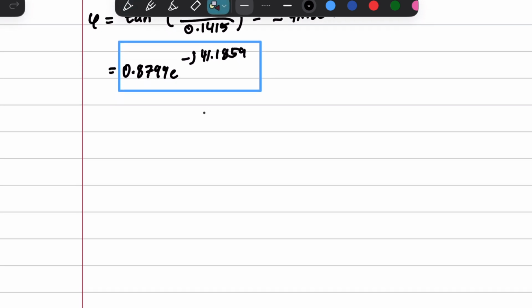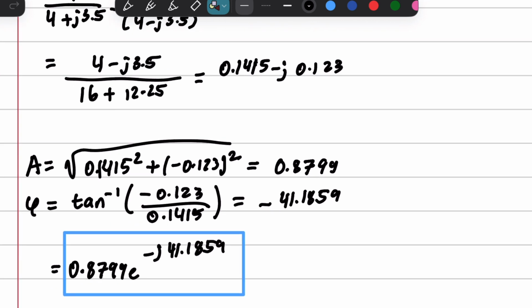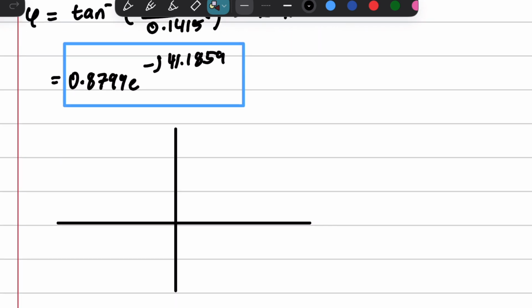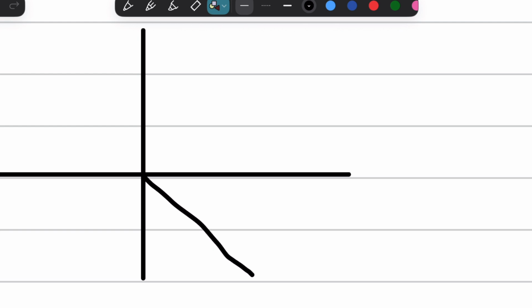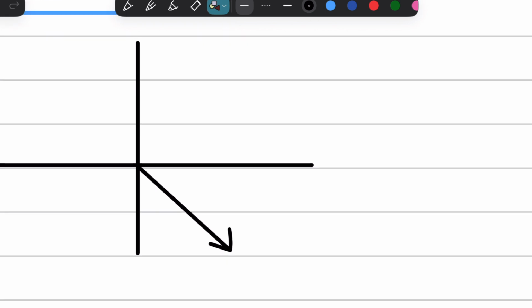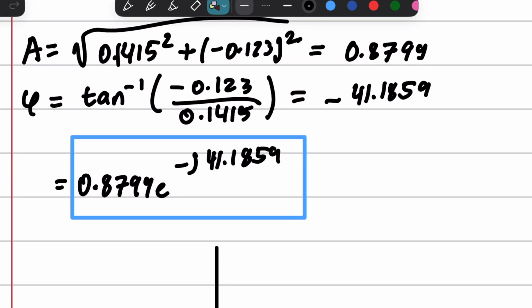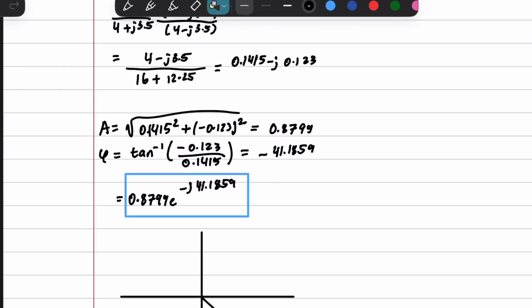Now we're going to draw the little plot of what this generally looks like, and we have a negative imaginary value, so we're going to go down, and to the right because we have a positive real value, so it's going to be located in quadrant 4. So whatever our answer was from the calculator is correct.